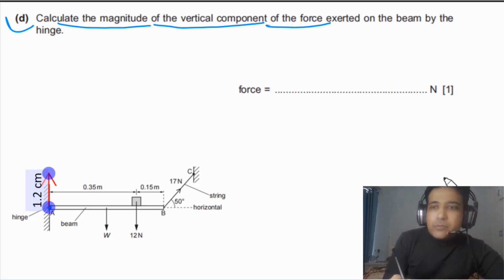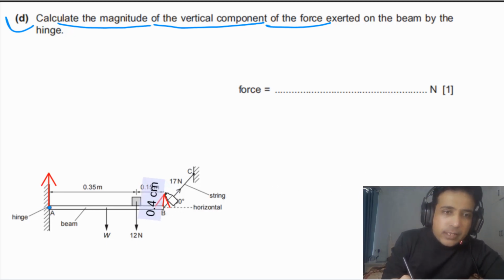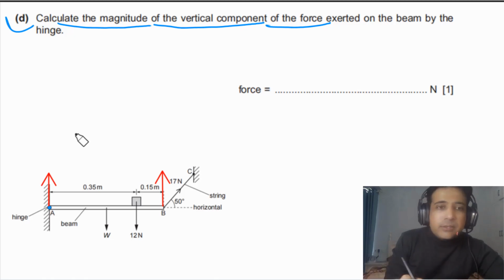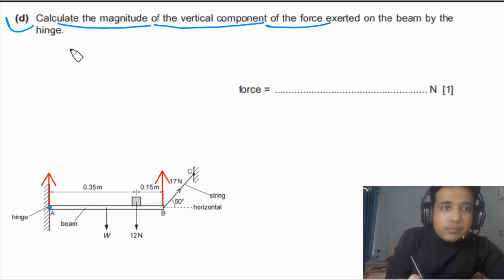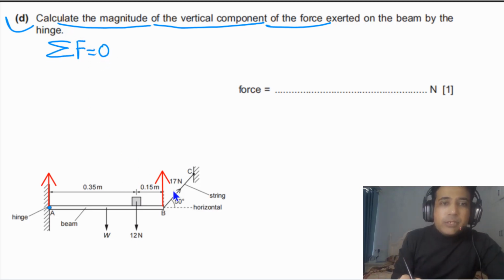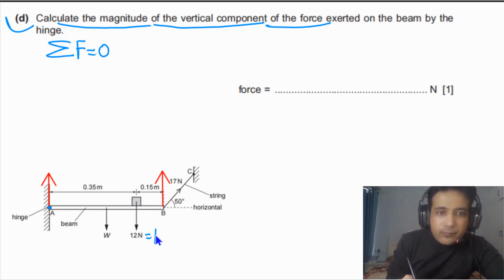But in this question, we have also already discussed that there is a vertical component of tension acting vertically upwards. So this is the vertical component of tension. Now as this beam is in equilibrium, the sum of the forces along the vertical has to be equal to 0. So in this case, we have 4 forces now. Let's say this force is F, and this force is the hinge force, FH, and this force we need to find out.